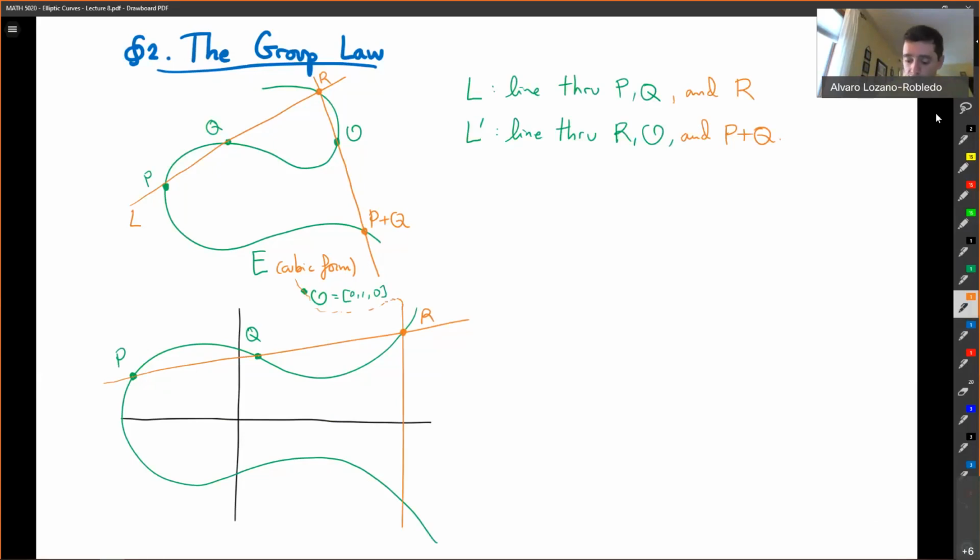Okay, and that line will intersect your curve at a third point of intersection, and that point of intersection is what we call P plus Q. Okay, so that's how we define the group law. And so here is some key to all this, to the properties of the addition on a short Weierstrass model or on a Weierstrass model.